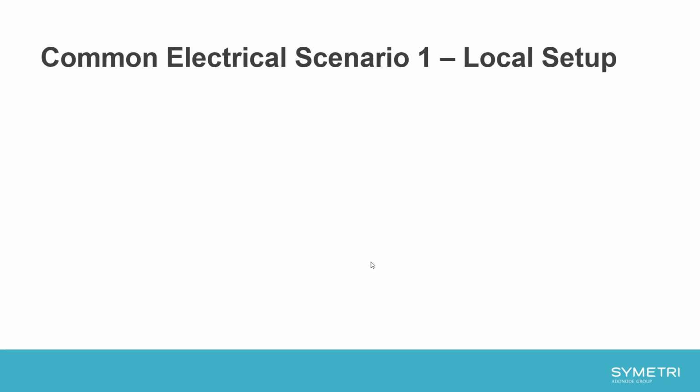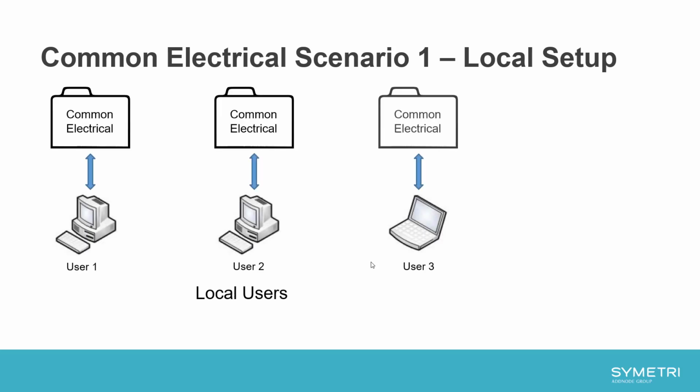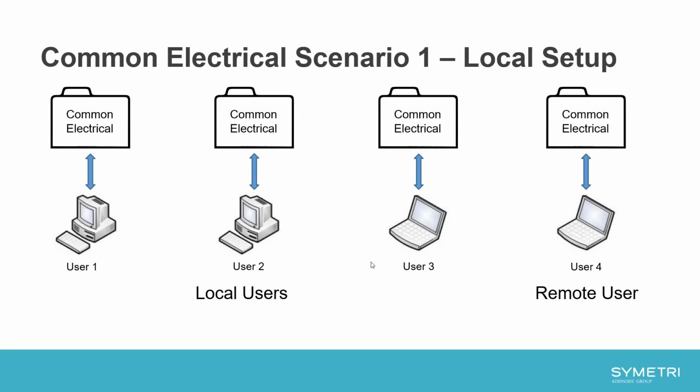The first one being a local setup, which consists of the following. So we have local users with each user having their own common electrical environment. And perhaps we have a remote user, again, using their own common electrical environment. But as you can see with this method, there isn't any collaborative working between each user. No sharing of electrical standards, such as the catalog information and symbol information.